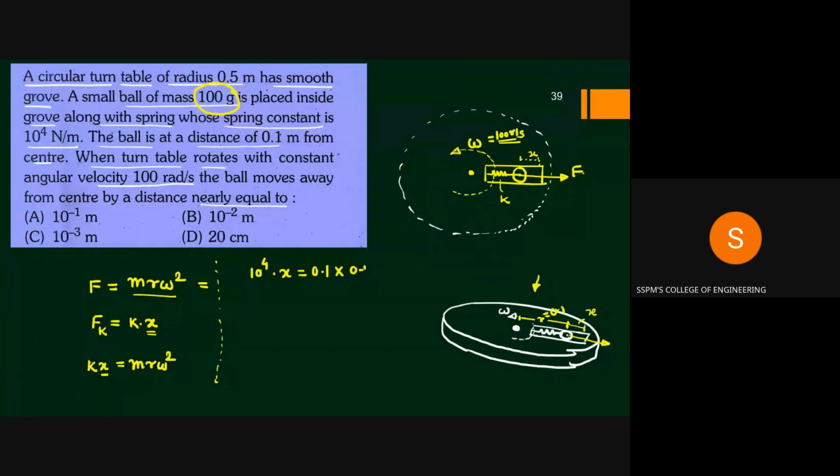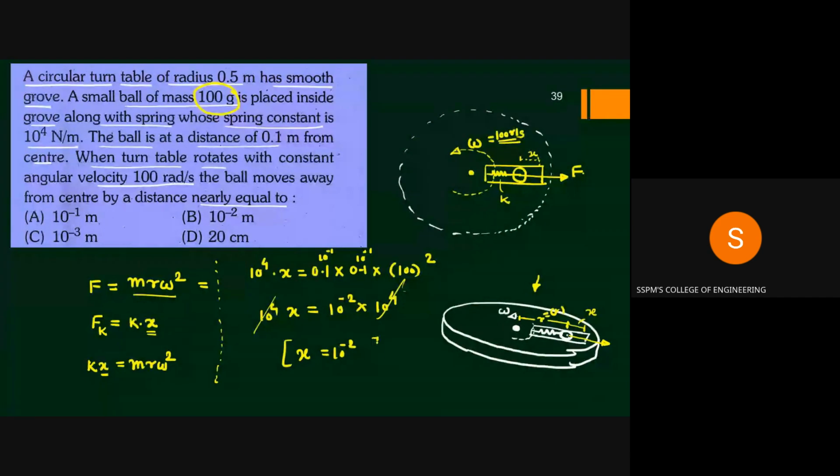So r is equal to 0.1, into omega value is given, which is 100 rad per second, so it is 100 squared. Basically 0.1 means 10 to the power minus 1. So this will be 10 to the power minus 2 into 100 squared, which is 10,000. 10,000 means 10 to the power 4, times x, equals 10 to the power 4. So the 10 to the power 4 cancel out, and the remaining value is x equals 10 to the power minus 2.